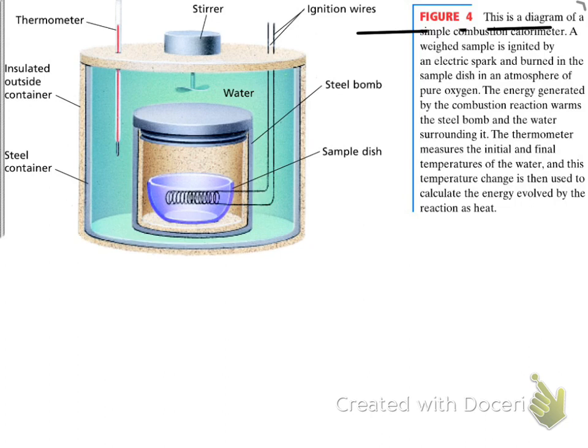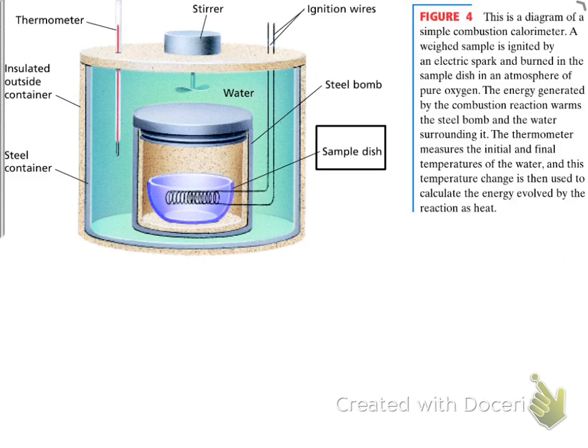What I wanted to show you is what's called a calorimeter, and it shows how this would be worked out. A weighed sample is ignited by an electric spark and burned in a sample dish in an atmosphere of pure oxygen. So you have this sample dish down here, and there's a sample in there, it's burned in pure oxygen. Oxygen is what combusts things.